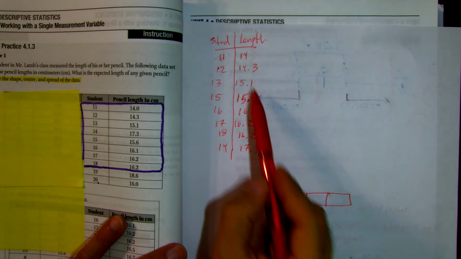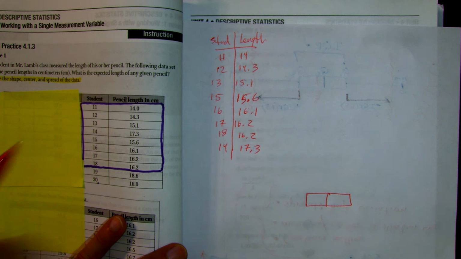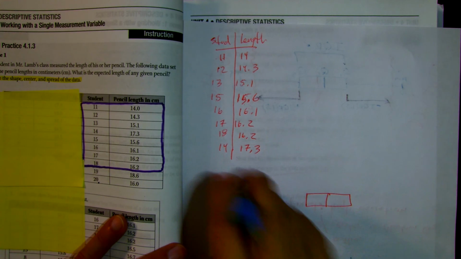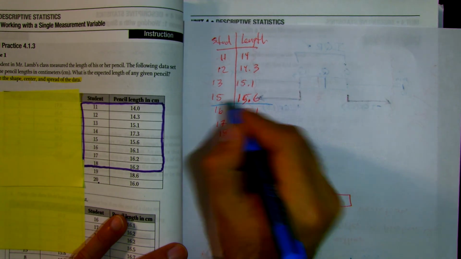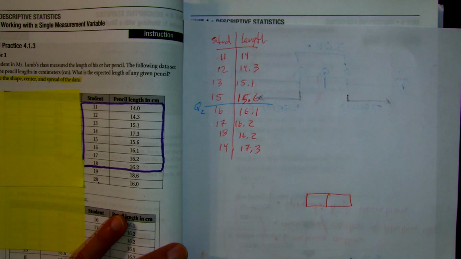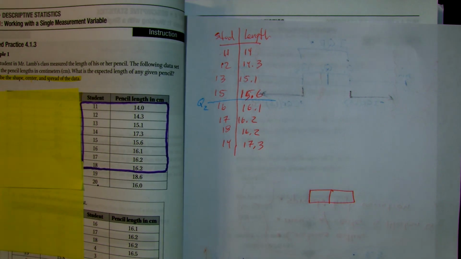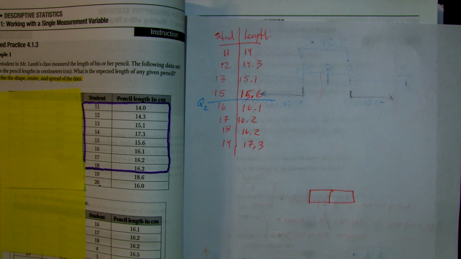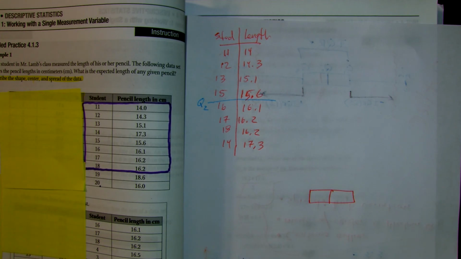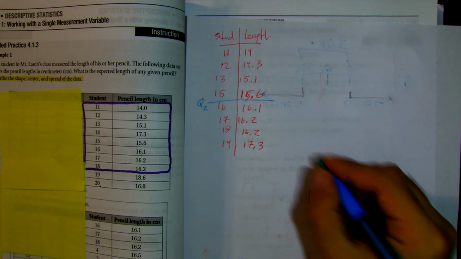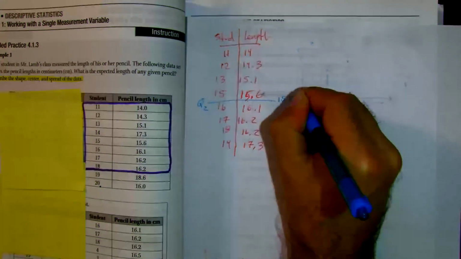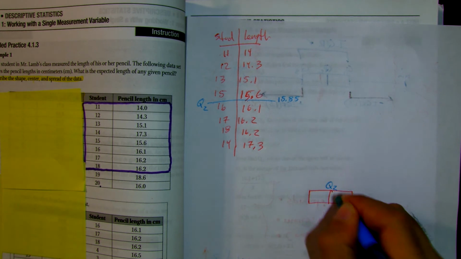Let's find the median. There's 8, so I'm going to go down 4, up 4. The median is between these two. This is where we find Q2. Whenever you have a number that's between two numbers, we need to take the average of them. 15.6 plus 16.1 divided by 2, and we have 15.85. That is our Q2.